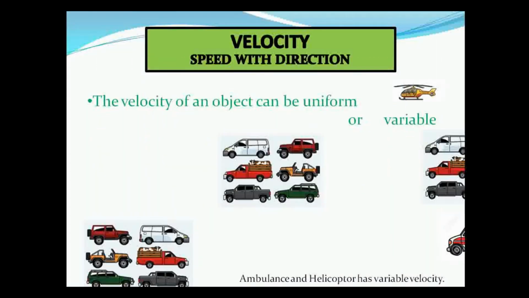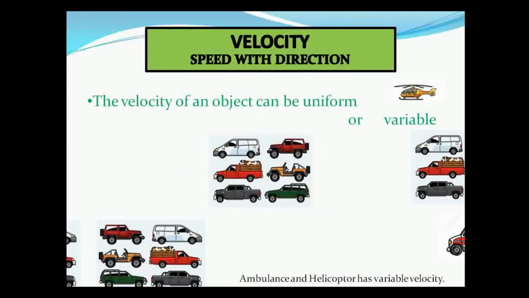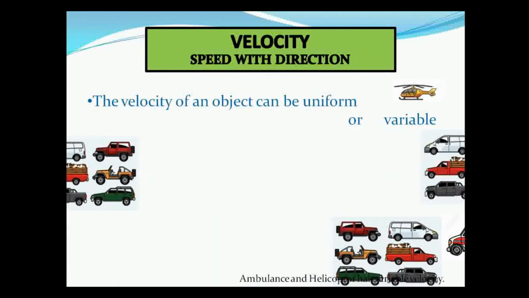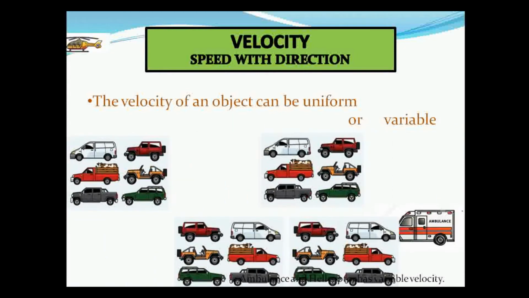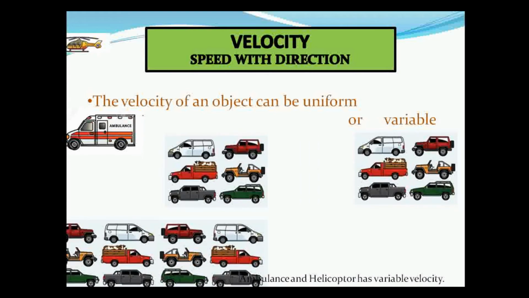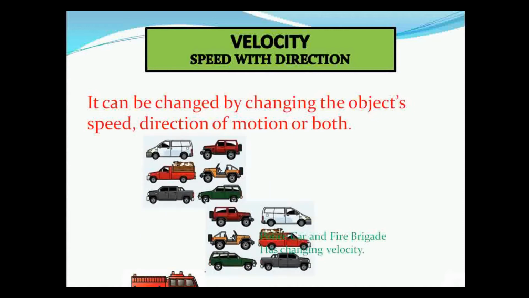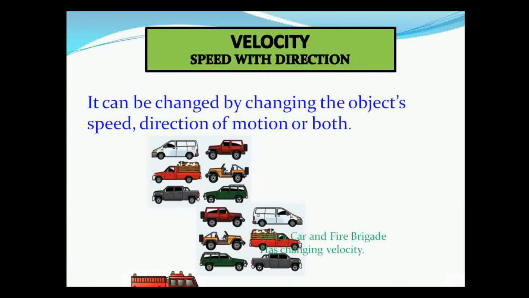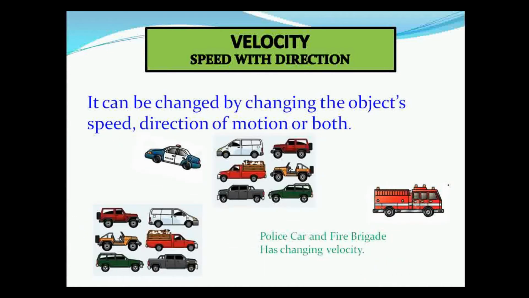The velocity of an object can be uniform, like this traffic, or variable, like the helicopter or ambulance. It can be changed by changing the object's speed, direction of motion, or both. Here, the police car and fire brigade have changing velocity.